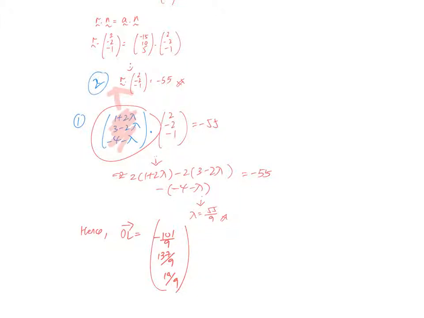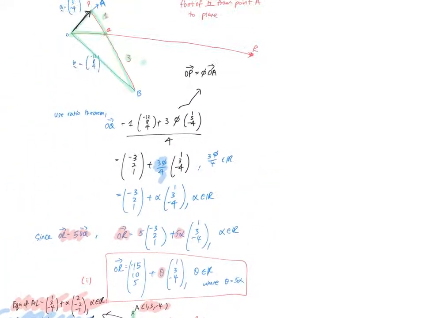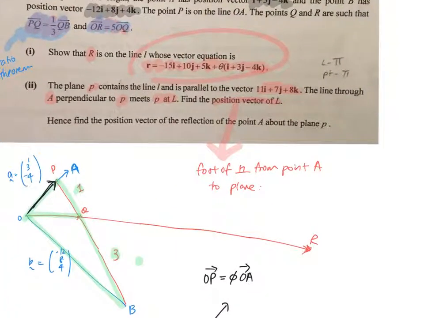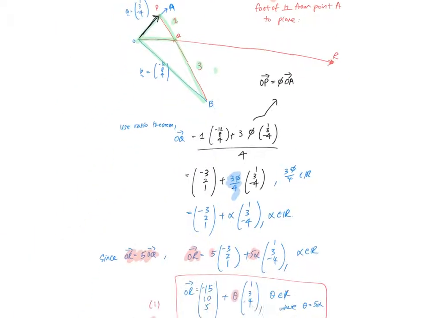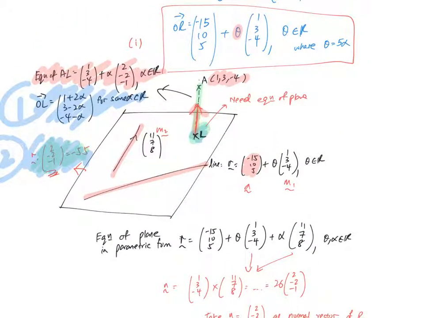Last one. I need to find the position vector of the reflection of the point A about the plane P. If you just observe, we were at this portion just now, about the plane P. This is the point A, then below there's A prime. Let's call it A prime. This is the reflection about the plane P.